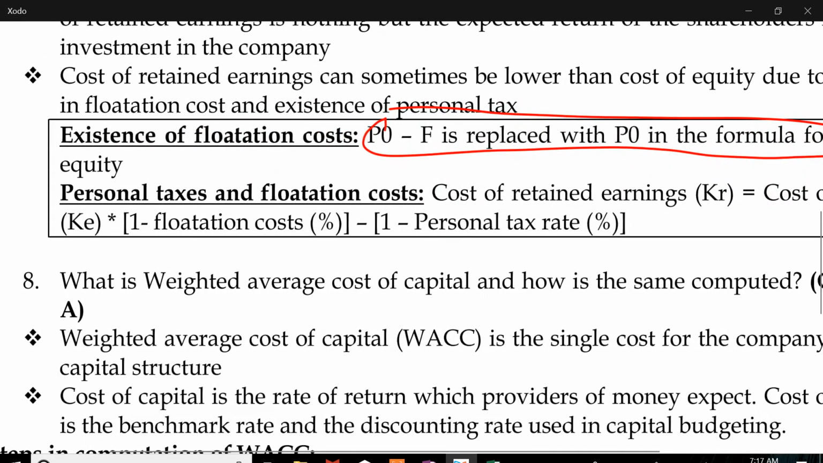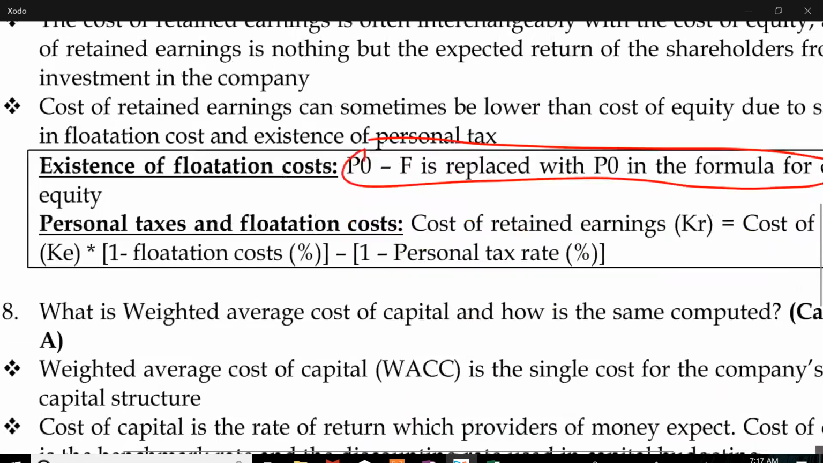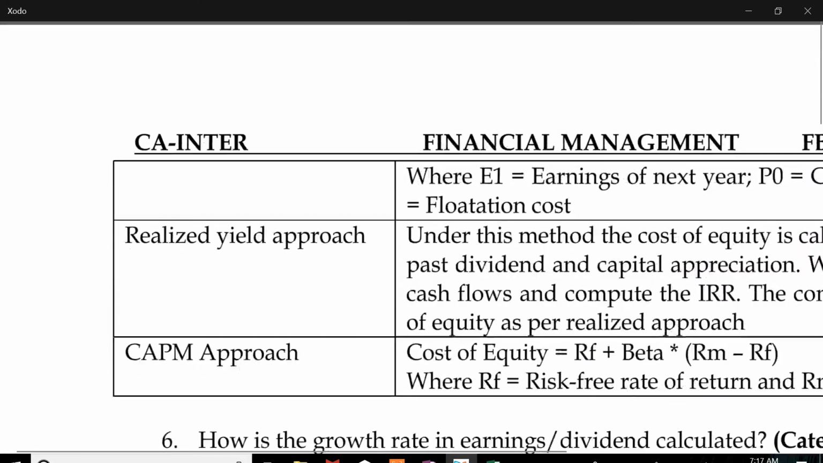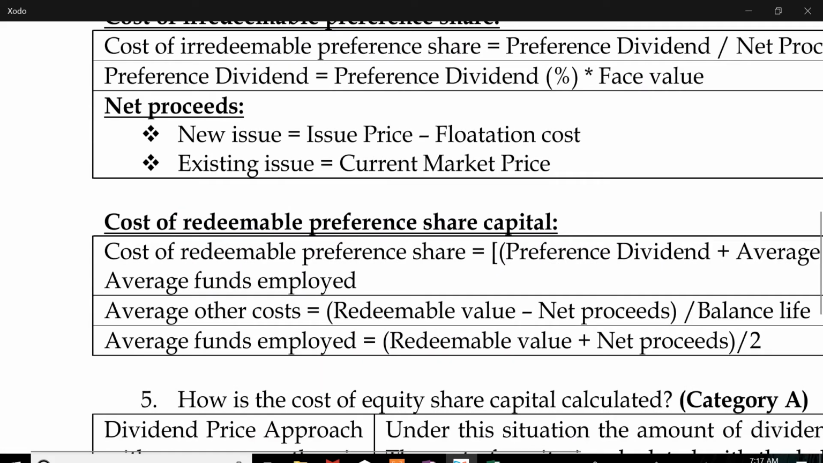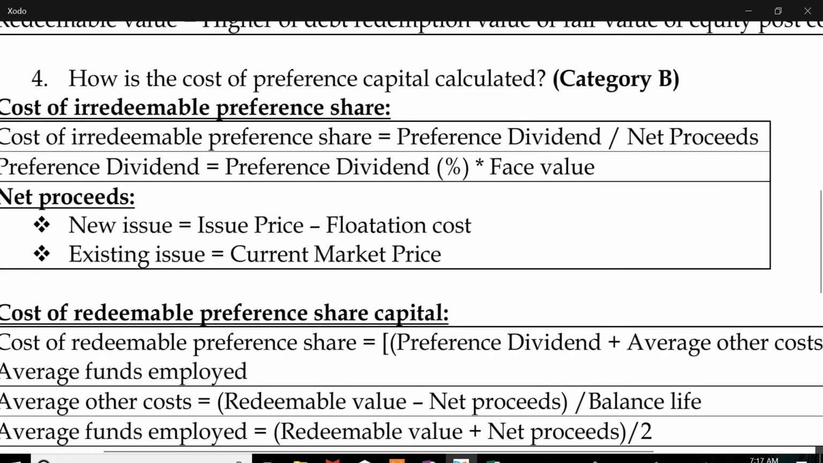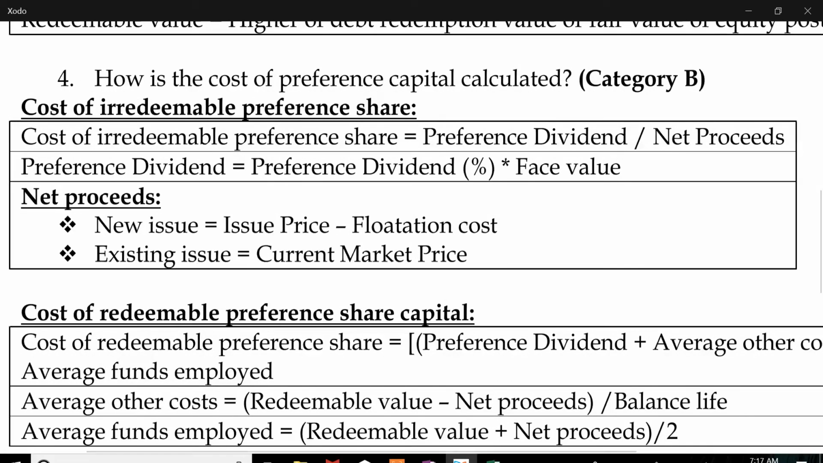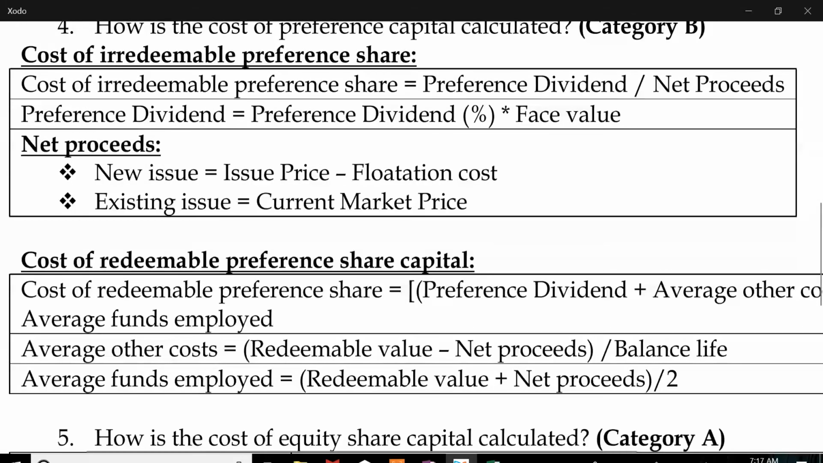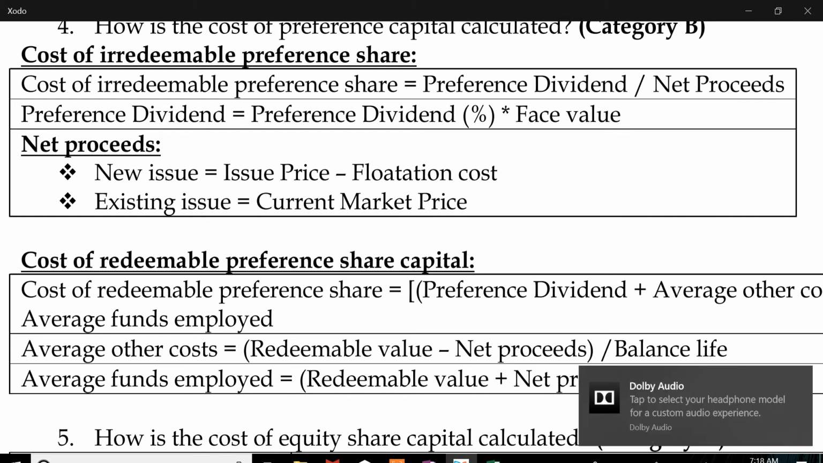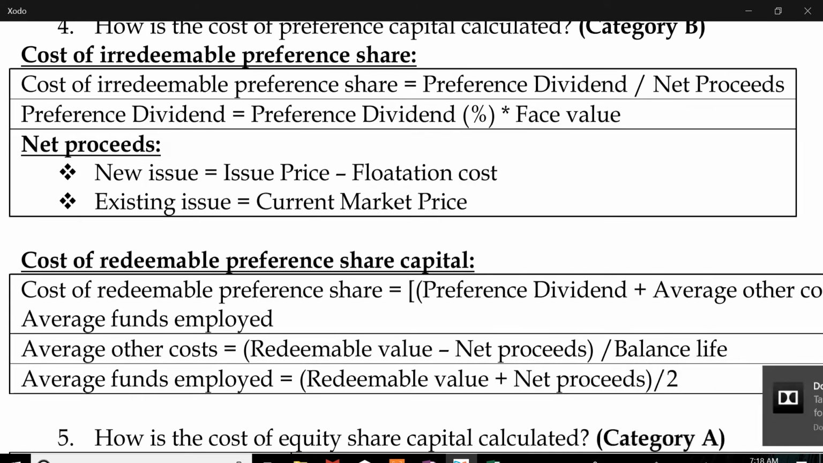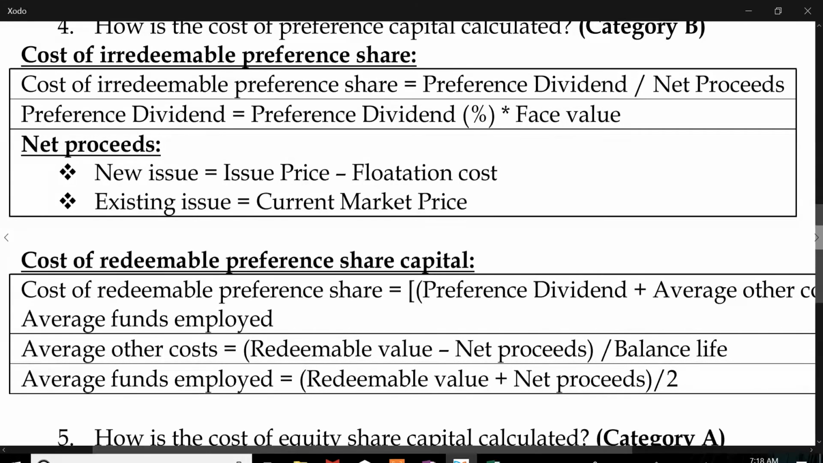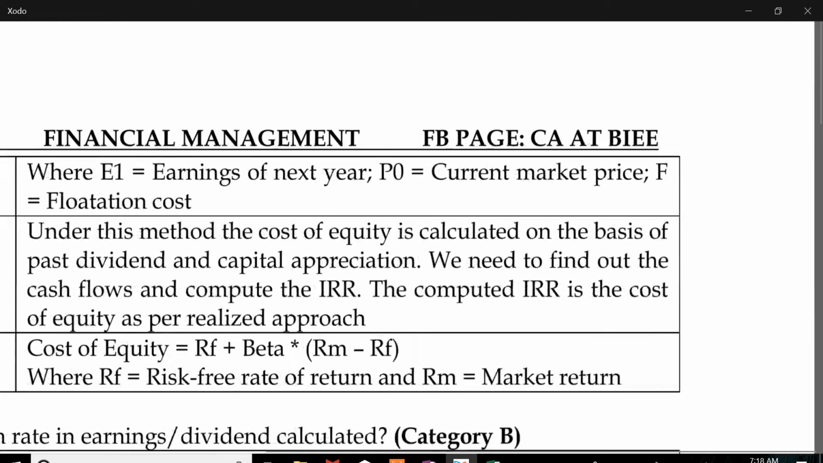Let me just see the formula. Okay, yeah, it's here. Cost of irredeemable, cost of redeemable, it's covered in question number 4, but it's broadly the same thing. Okay, we'll directly get to those problems now.